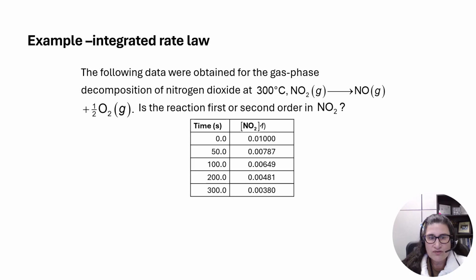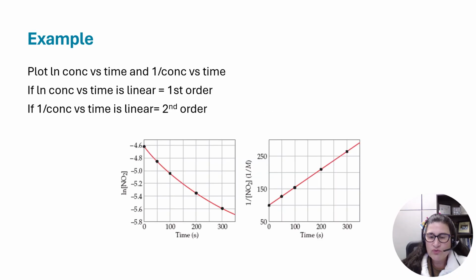Okay, so it gives me the following data that were obtained, and they want to know if the reaction is first or second order. So what you need to do is open up Graphical Analysis. You would put concentration in your y-axis, and time in the x-axis, and then you would make plots.